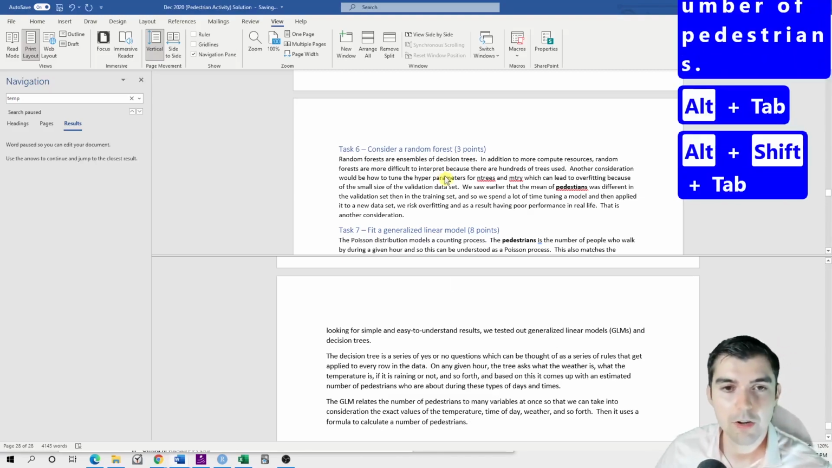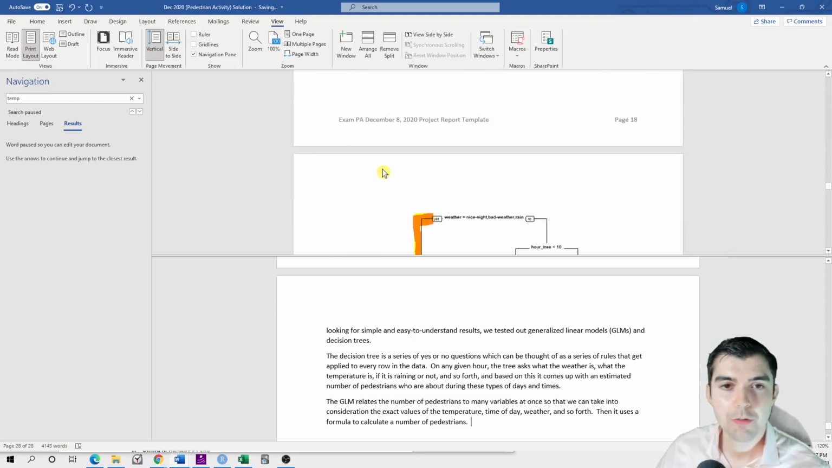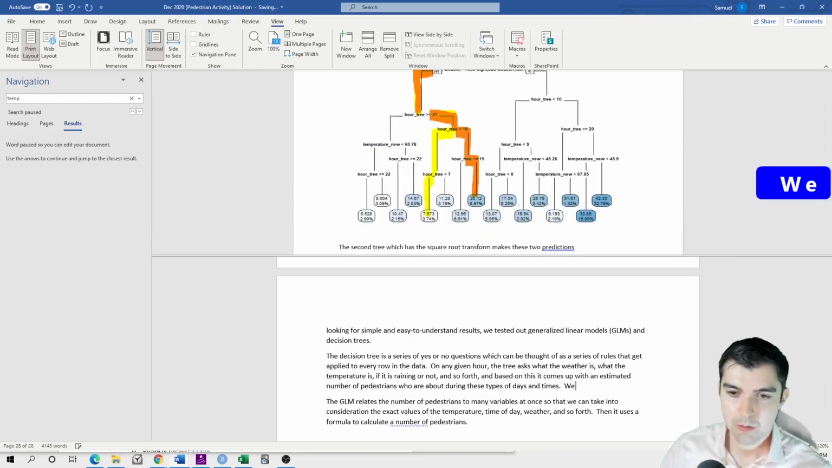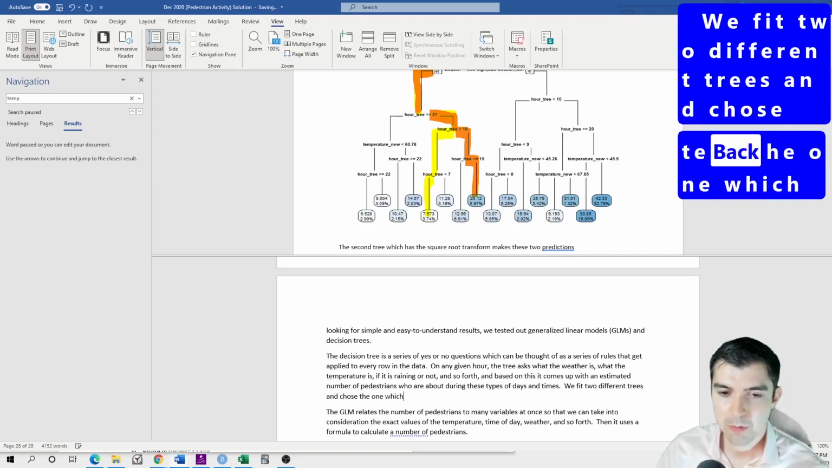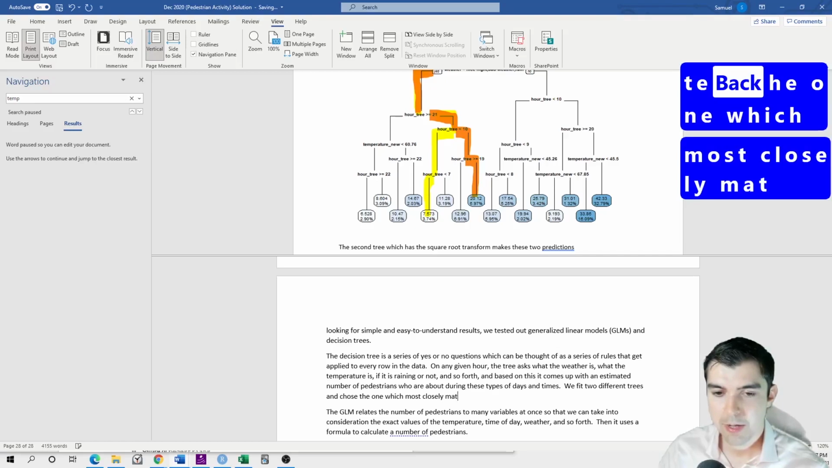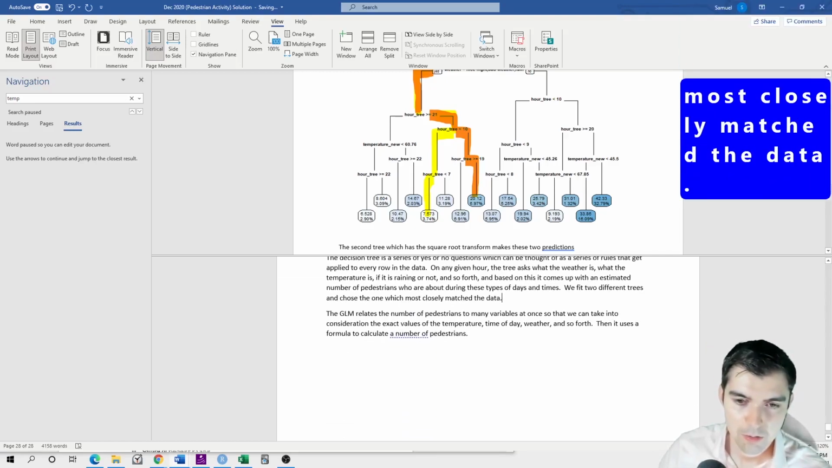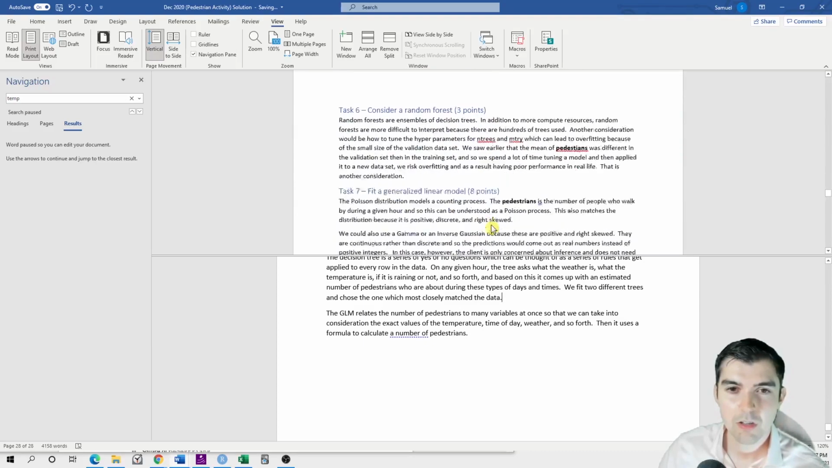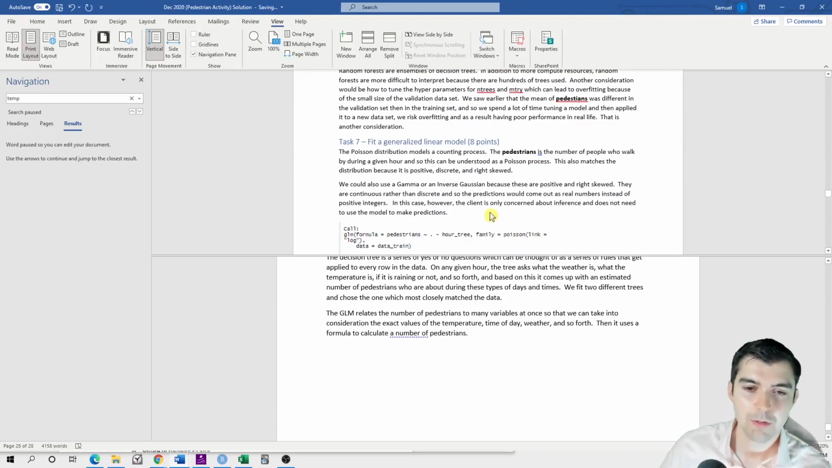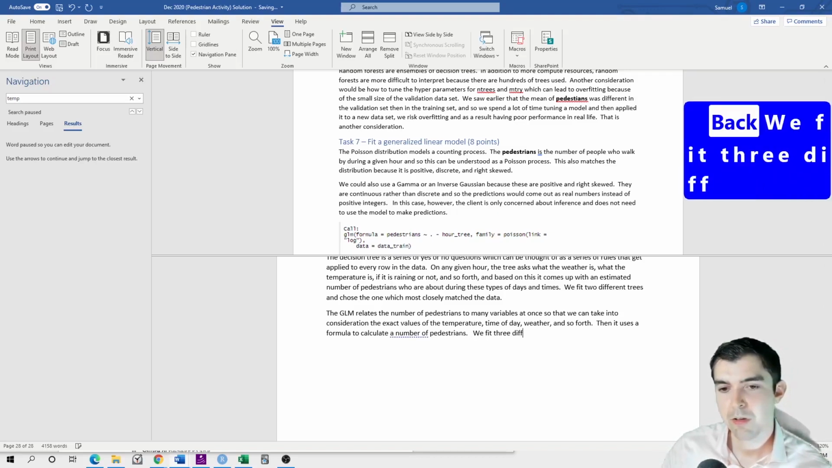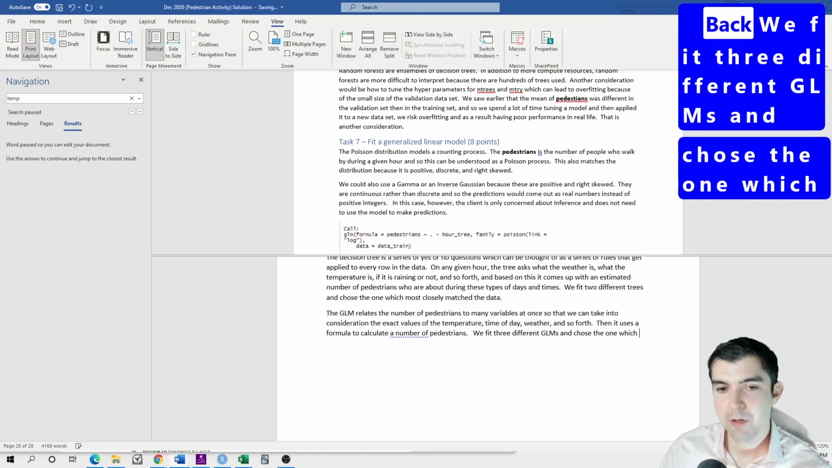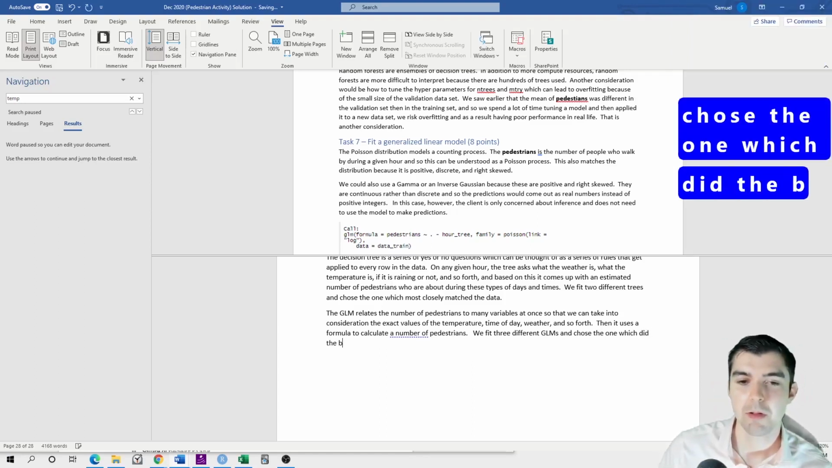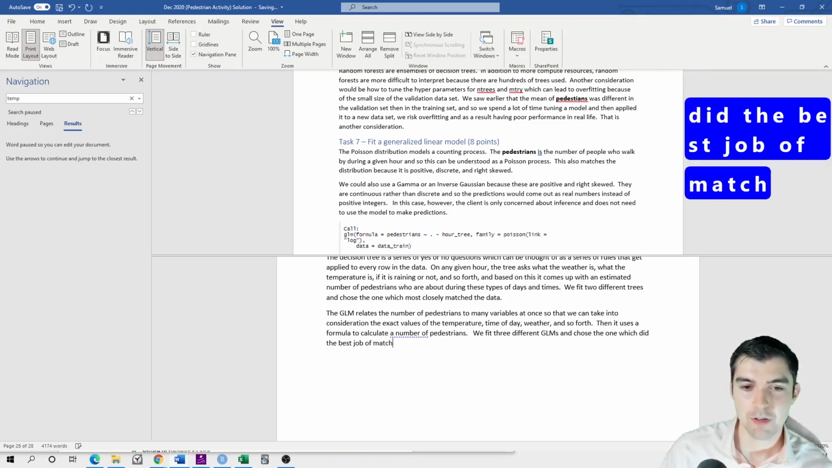Yeah, so let's just look again at our tree. We fit two different trees and chose the one which most closely matched the data. And then the GLM, how many GLMs did we fit? We fit 3 different GLMs. Yeah, and then chose the one which did the best job of matching the data.